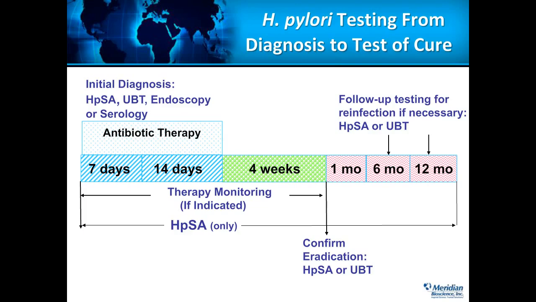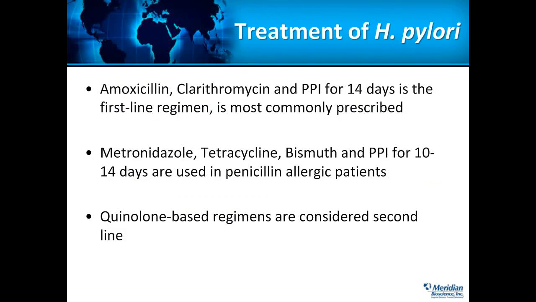So after these 14 days of antibiotic therapy are completed, the patient should not be tested for 4 weeks, because in this period of 4 weeks following eradication of H. pylori, the test results can be inaccurate. So we should test for H. pylori after 4 weeks of completing eradication therapy. And at the end of 4 weeks, we should check for H. pylori to make sure that successful eradication has been achieved.